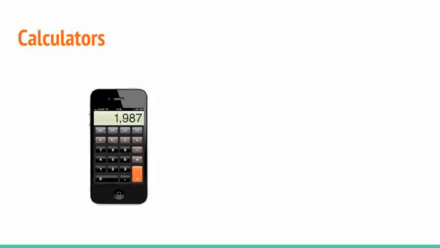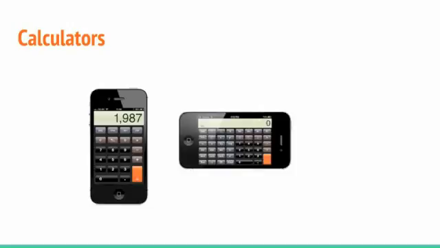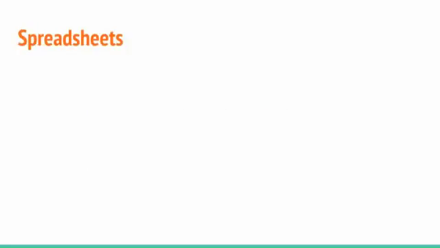So if you take your smartphone, open up the calculator app, and then turn the smartphone sideways into landscape mode, you will expose additional functionality, including the exponent key. Next, let's look at some spreadsheet tips.